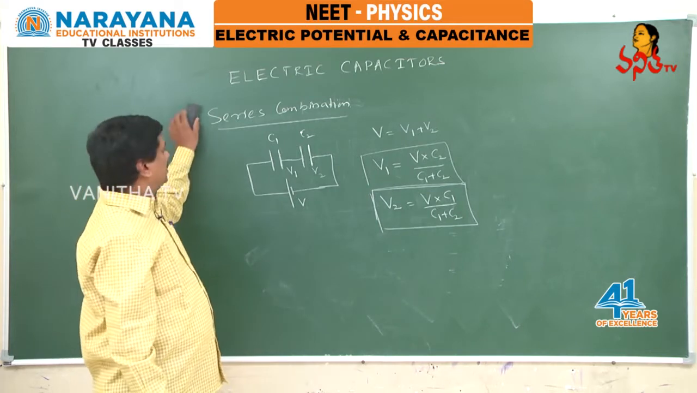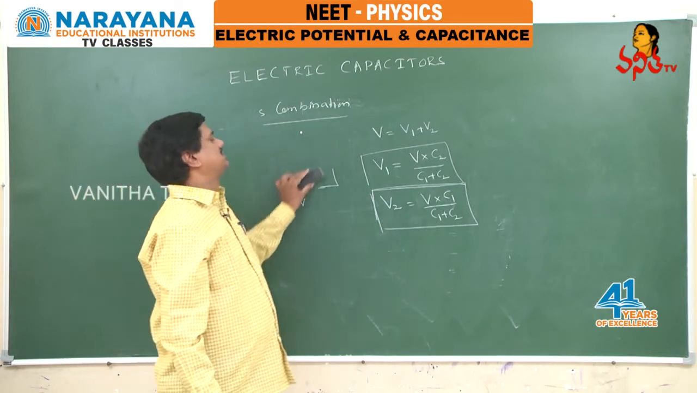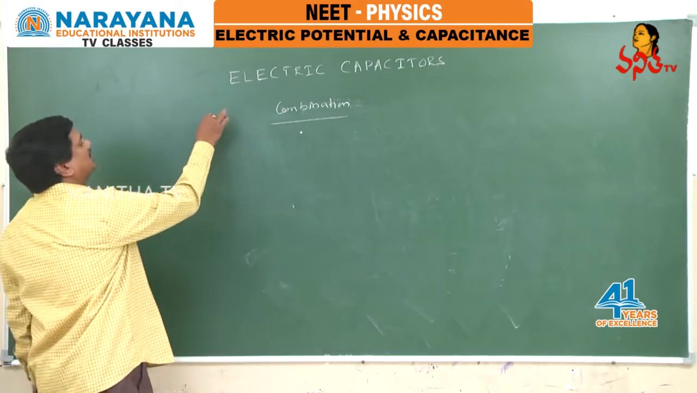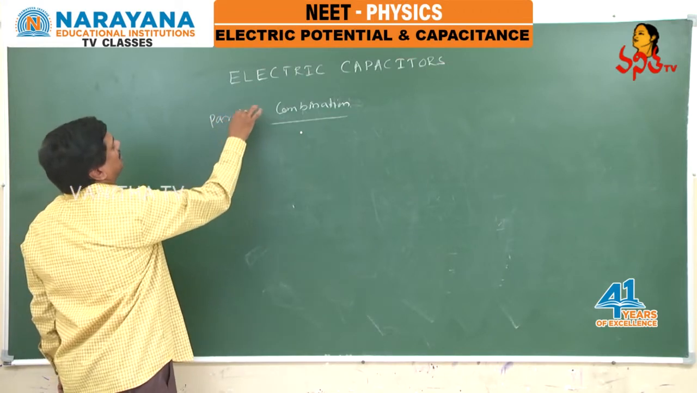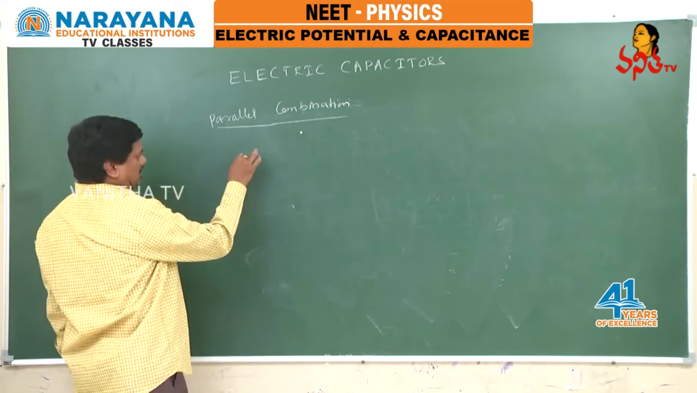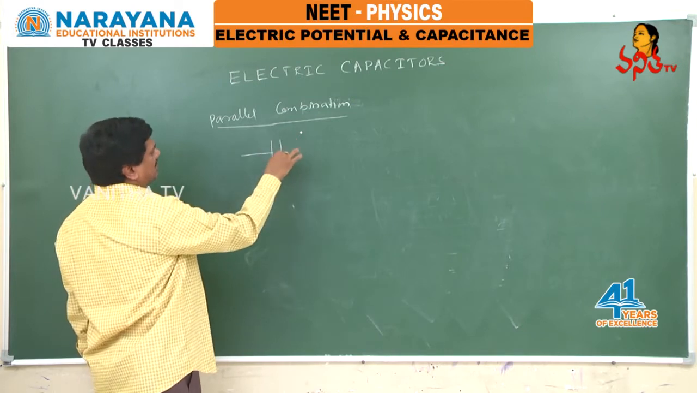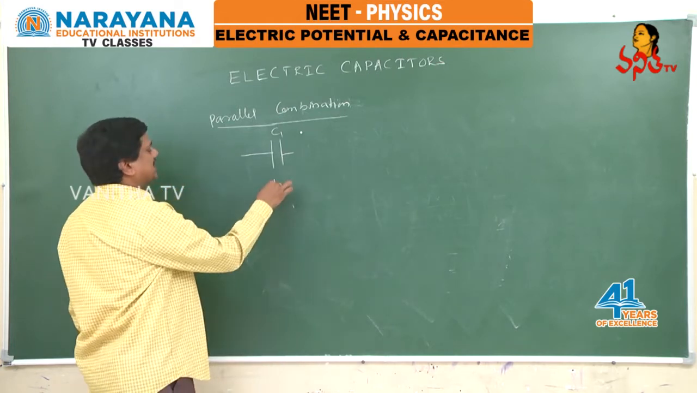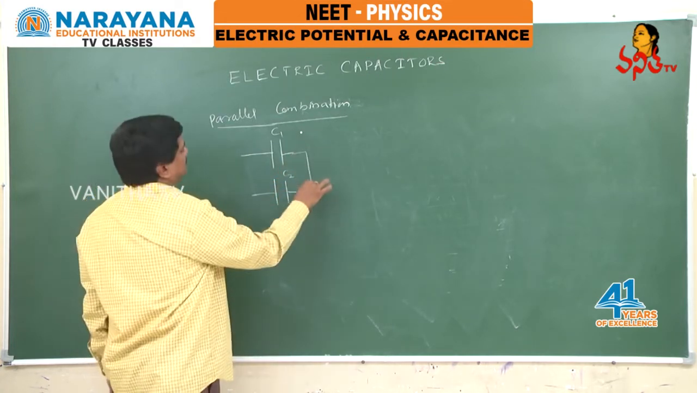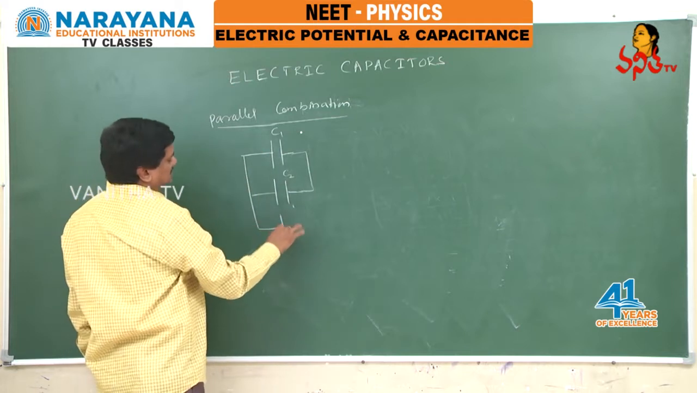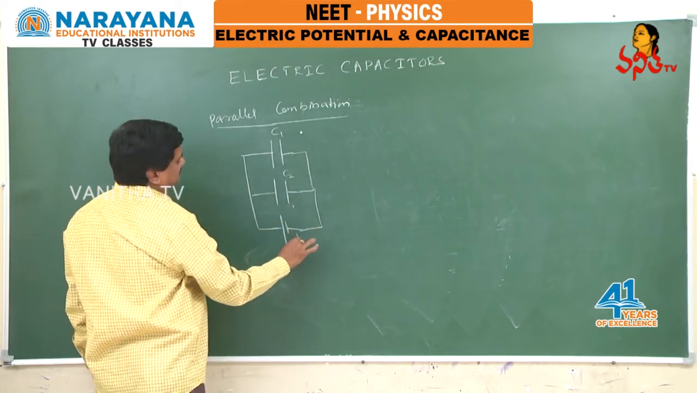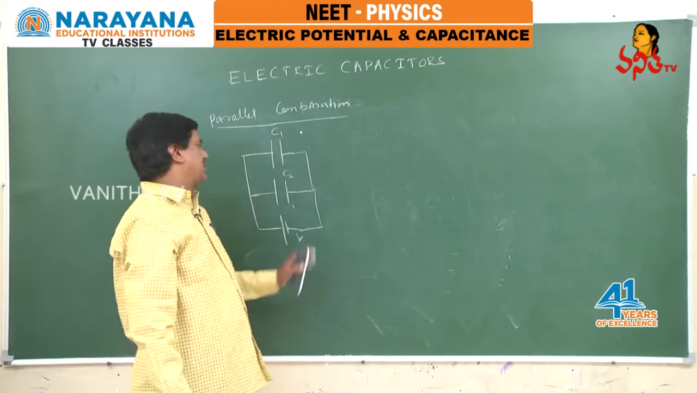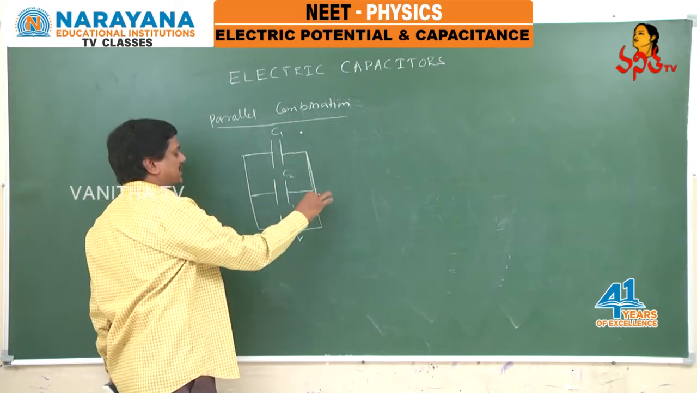After the series combination, now we will go to the parallel combination of the capacitors. If it is a parallel combination, let 2 capacitors be connected in parallel. Let it be the first capacitor of capacity C1 and another capacitor of capacity C2. Now, these 2 are connected in parallel across a battery of potential difference V. So, 2 capacitors of capacities C1 and C2 are connected in parallel across a battery of potential difference V.